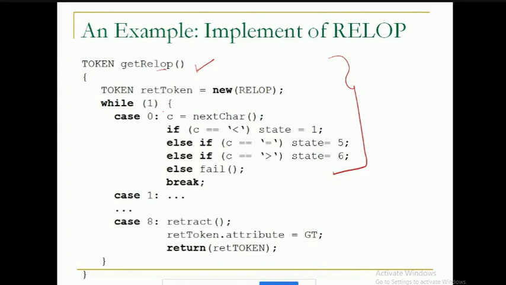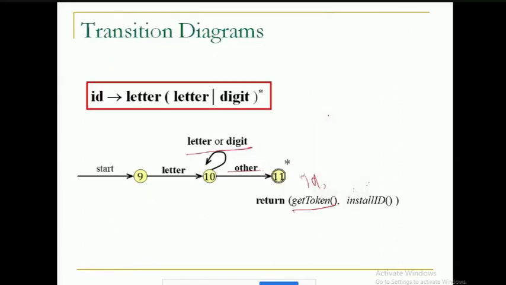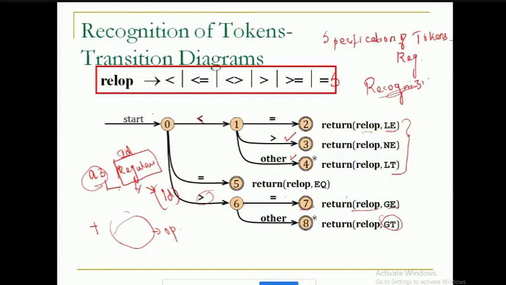While of 1, you have to repeat it. In case 0, get the first character and check what the next character is. If the first character you have read is the less than symbol, then you have to move to state 1. So in the previous example, the transition diagram, we start from 0, and when you read this less than symbol, it moves to state 1. After reading that, if it is equal to, go to state 2. If it is greater than, this is not equal to, so go to state 3. And if it is some other thing, then you have to categorize that as the less than symbol.